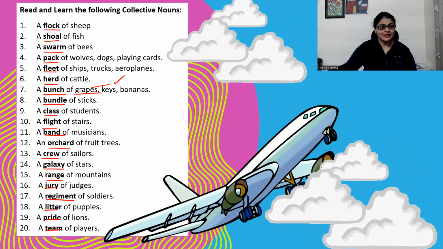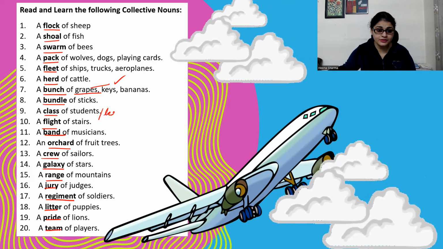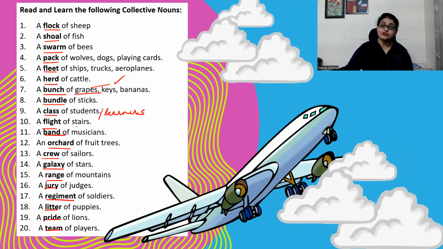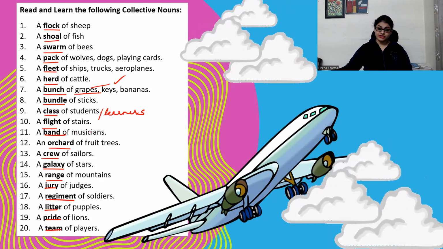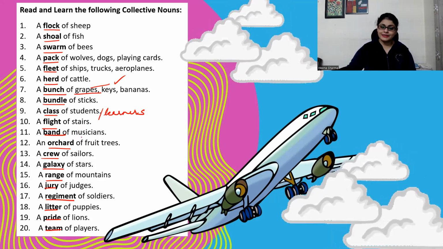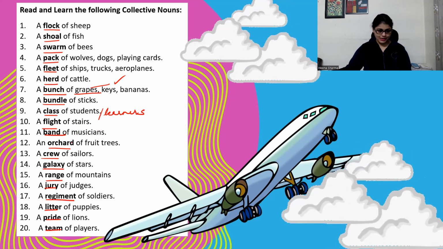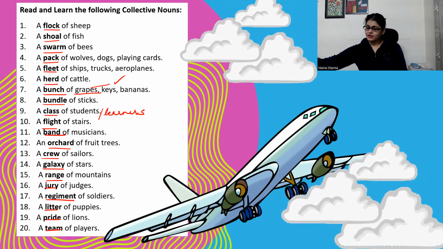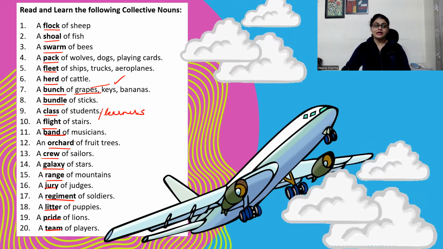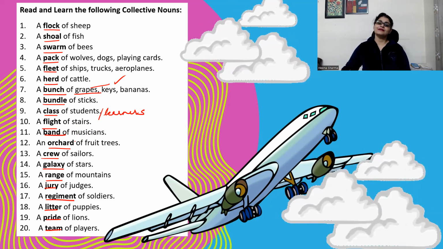Bundle of sticks, a class of students or learners also you can write. These days we also call student a learner. So yes, learners. Fleet of stairs, band of musicians, an orchard of fruit trees, a crew of sailors, a galaxy of stars, a range of mountains, a jury of judges, a regiment of soldiers, a litter of puppies, a pride of lions, and a team of players.